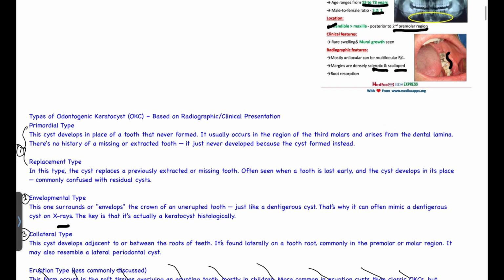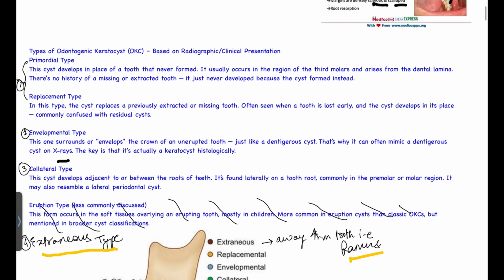So, what are the types of odontogenic keratocyst? There are four types. First is the primordial or the replacement type, that is, it occurs in a previously extracted or missing tooth and it often mimics a residual cyst. Next is the envelopmental type, that is, it develops around an unerupted tooth, so it can be confused with a dentigerous cyst, and it is often said to mimic the dentigerous cyst in the X-ray.